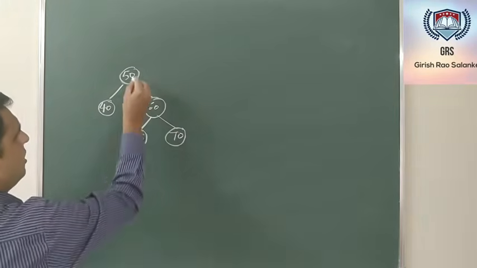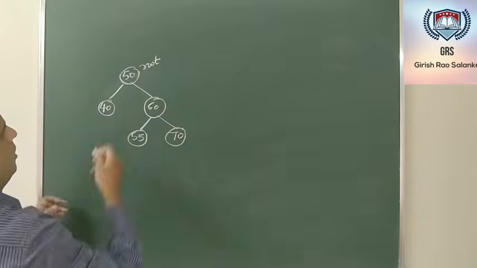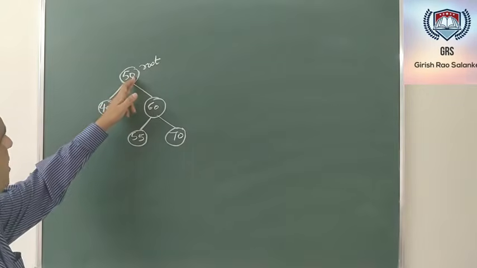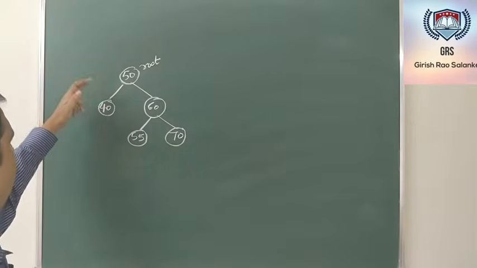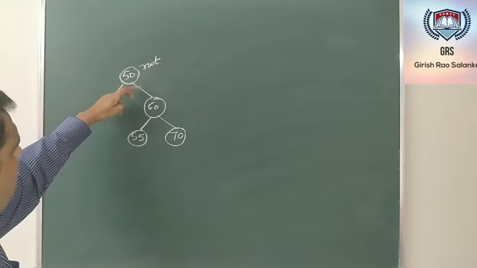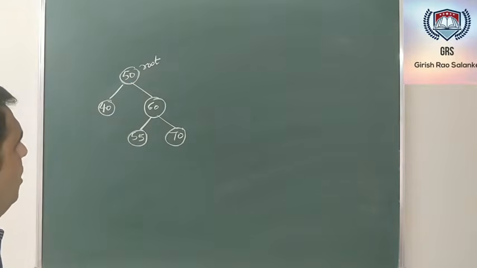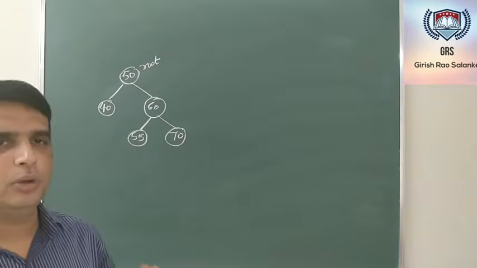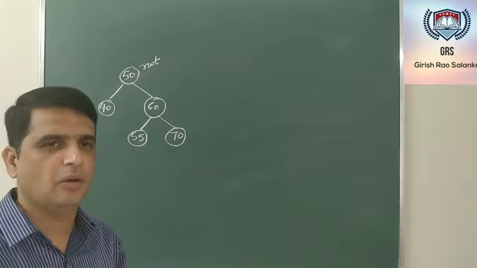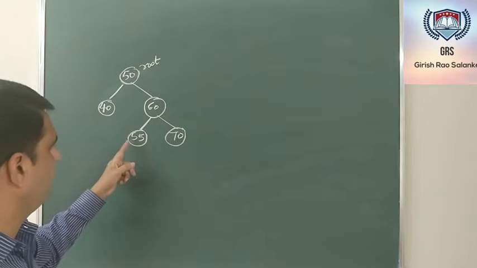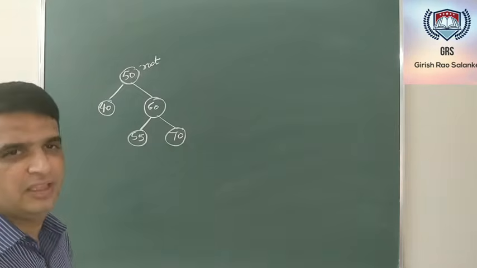This is a binary search tree. Root is 50. All the keys which are less than 50 are to the left side, and all the keys which are greater than 50 are onto the right side. Now assume that I want to perform a deletion operation with respect to the leaf nodes 40, 55, and 70. This is quite easy.